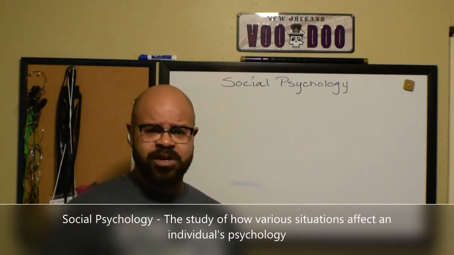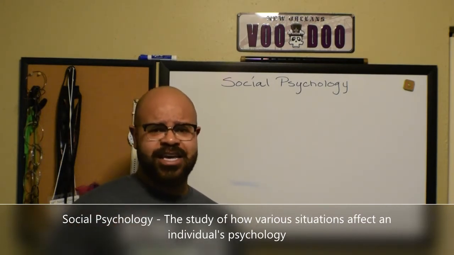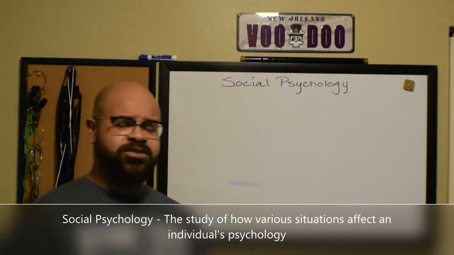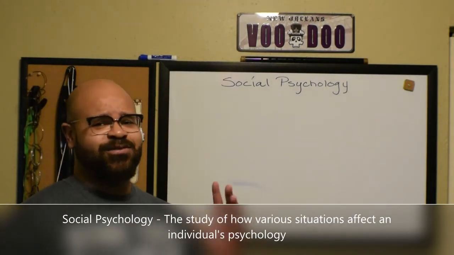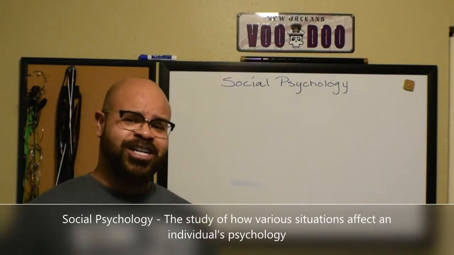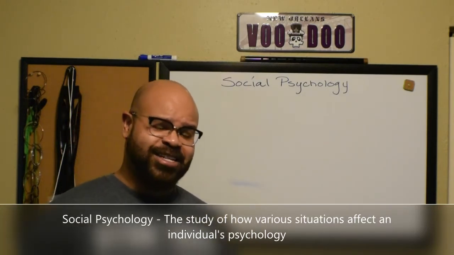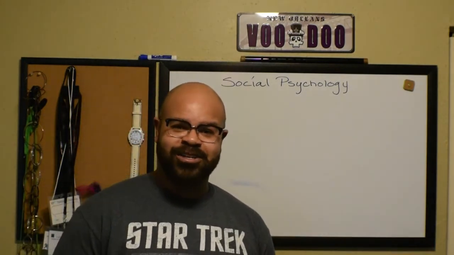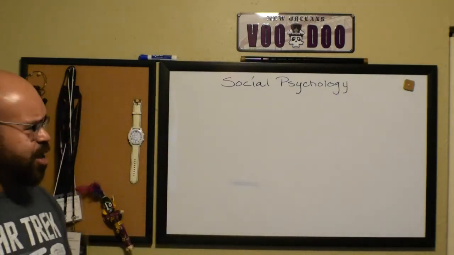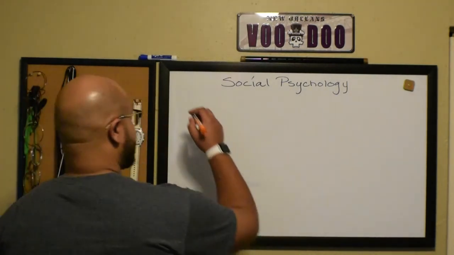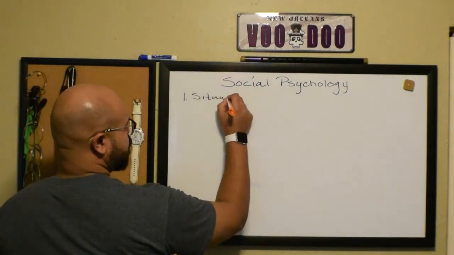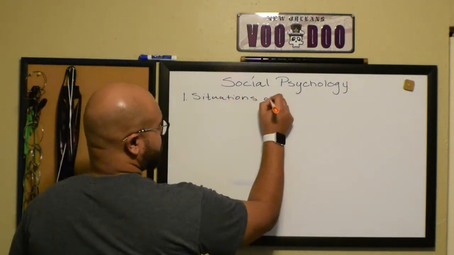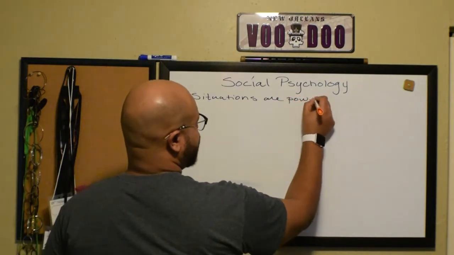So this is what we're going to look at, and we're going to start by taking a look at 3 rules. These are Lieberman's rules of social psychology. He actually has 5 of them. We're actually just going to look at the first 3. I think those are the most critical to understanding that. So the first is that situations are powerful.